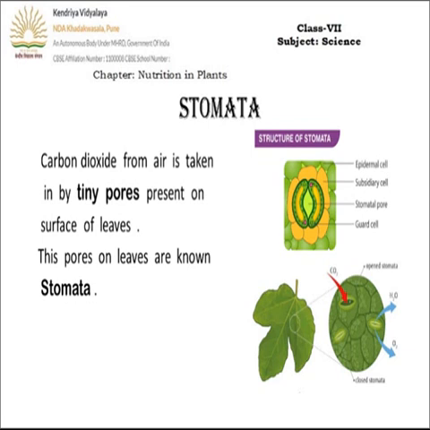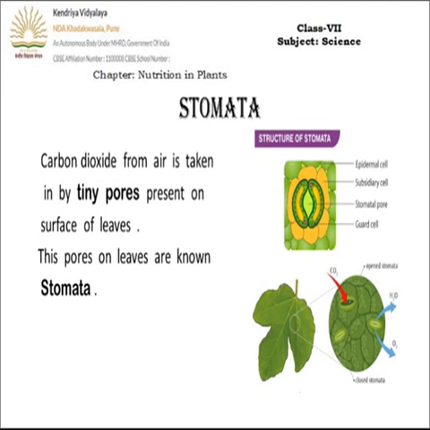You might have seen such a shape if you are eating beans. So they are bean shaped or kidney shaped. There are two guard cells which are protecting the stomata, and because it's a pore, it is sometimes referred to as a stomatal pore. These stomatal pores are present on the leaves. Leaves have these tiny pores present on their surfaces, and they are called stomata.